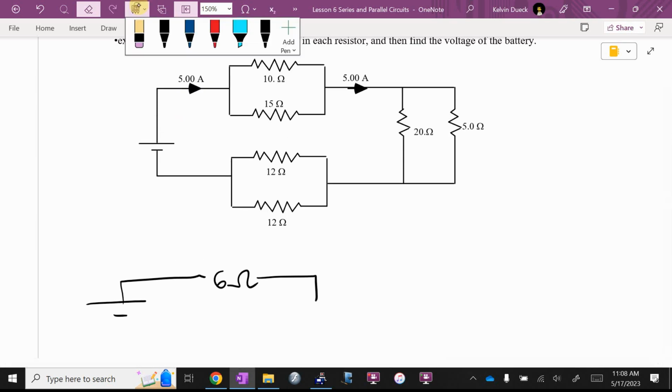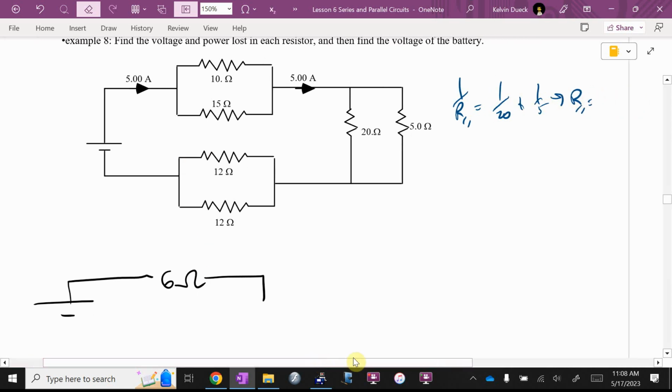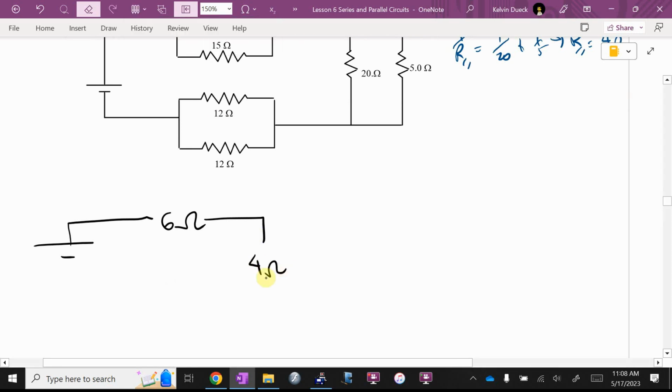Okay, let's do these two. 1 over R parallel, that's going to be 1 over 20 plus 1 over 5. What can I replace that 20 and that 5 with as a single resistor? That's a 4? So you're telling me that?